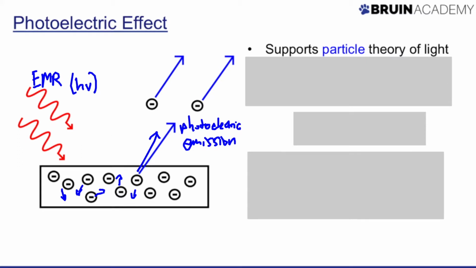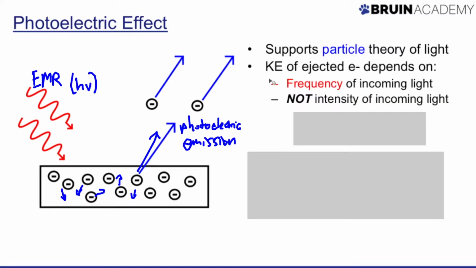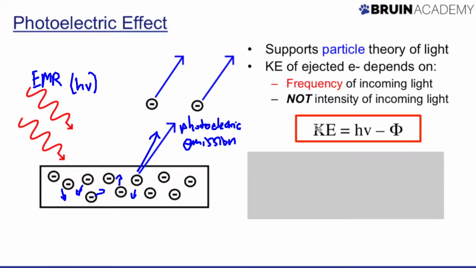Now, conceptually, you should know that the photoelectric effect supports the particle theory of light. Remember, there's the idea of particle-wave duality, where light can behave both as a particle and a wave. The photoelectric effect supports the idea that light is a particle. So you should understand from the photoelectric effect that the kinetic energy of an electron depends not on the intensity of the incoming light, but rather the frequency. Okay, and there's an equation that shows that: the kinetic energy is equal to h times nu minus work function.